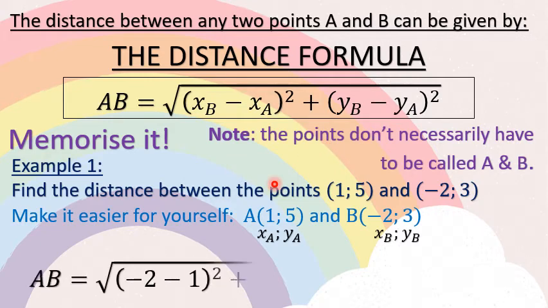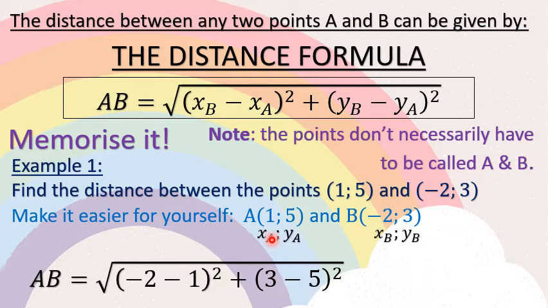So here you can see AB, I'm applying this formula straight away, is equal to the square root of the X value at B. Let's go and look at the X value at B. It was -2, and so I substituted -2 into the formula, minus the X value at A. What was the X value at A? It was a 1, so I substituted 1 into the formula. Close bracket, square, plus, open bracket.